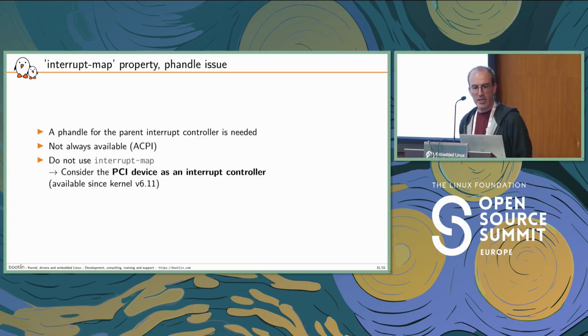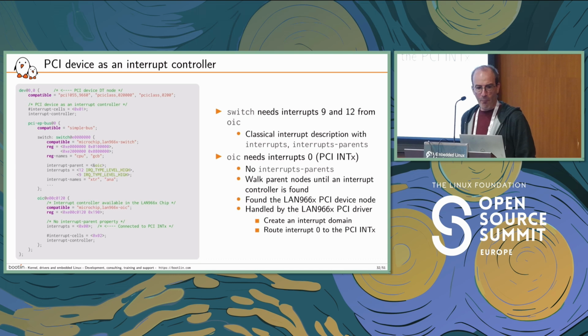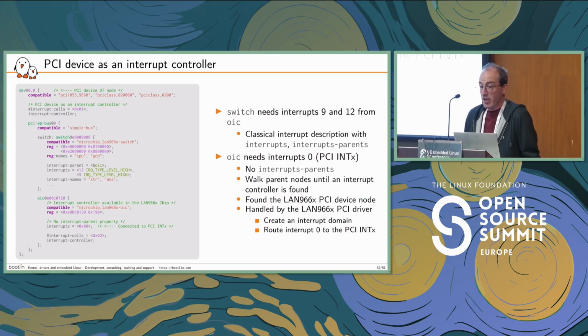So we decided to not use the interrupt map, but consider the PCI device itself as an interrupt controller. This is available since kernel 6.11. For instance, here the switch needs interrupts 9 and 12 from the OIC. So we can see that it is a traditional description with interrupt parents. So nothing strange in that.